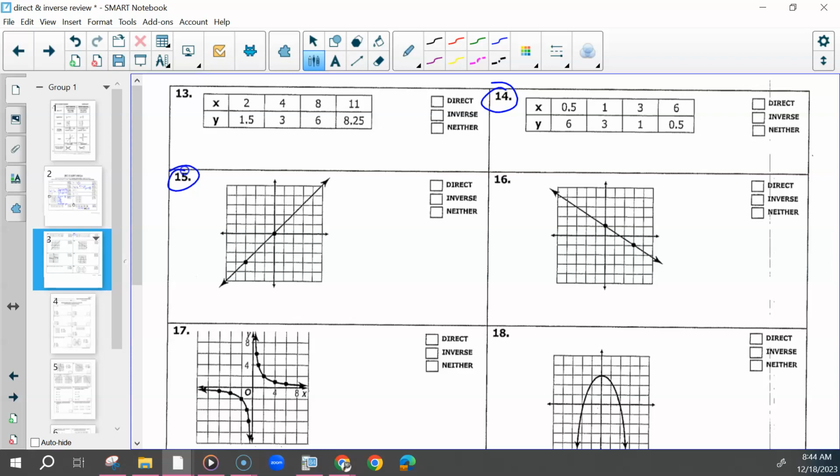Do we think this is going to be direct or inverse? Okay, so if we think it's inverse, let's multiply. 6 times 0.5, what do we get? 1 times 3, we know it's 3. 3 times 1 is also 3. 6 times 0.5 is also 3. It is inverse. 15. Is this direct or inverse or neither? Direct. How do we know that? It's a line, it goes through the origin. It is correct. It is a straight line that goes through the origin. Okay. Other questions on the page? Yes.